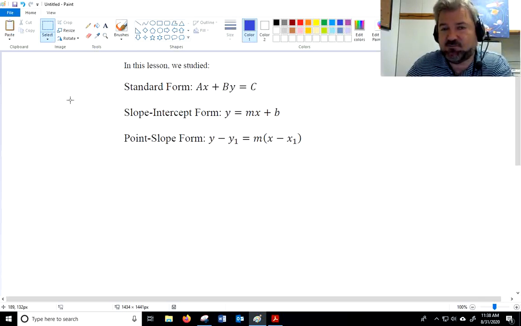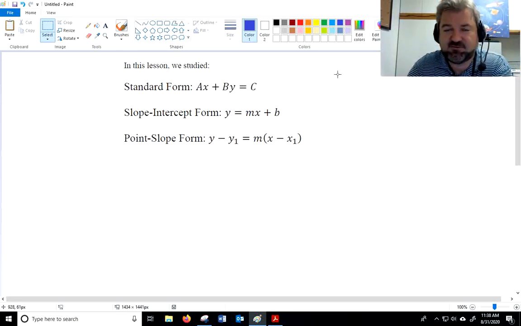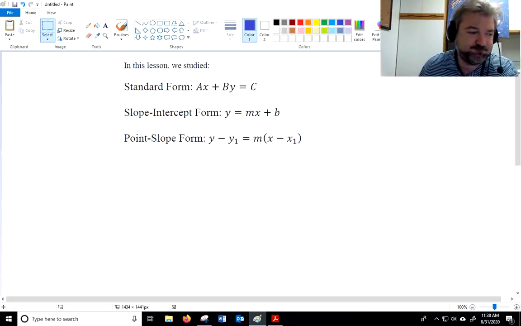With standard form, we can quickly get the x and y intercepts by simply plugging a 0 in for x and solving for y, and plugging a 0 in for y and solving for x. Slope-intercept tells you the y-intercept, that's the b value, and the slope, which is the m. Point-slope tells you the slope and some point somewhere on the coordinate plane.